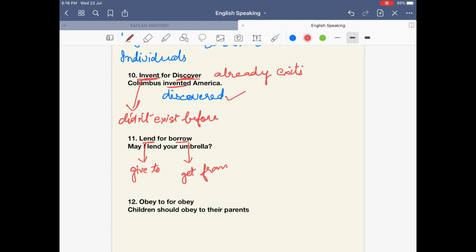The sentence is here, "May I lend your umbrella?" No, it would be wrong. "May I borrow your umbrella for some time?" This is the right one.